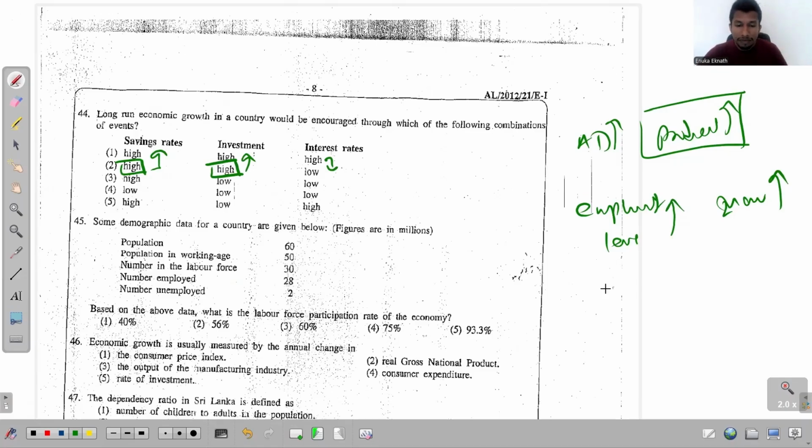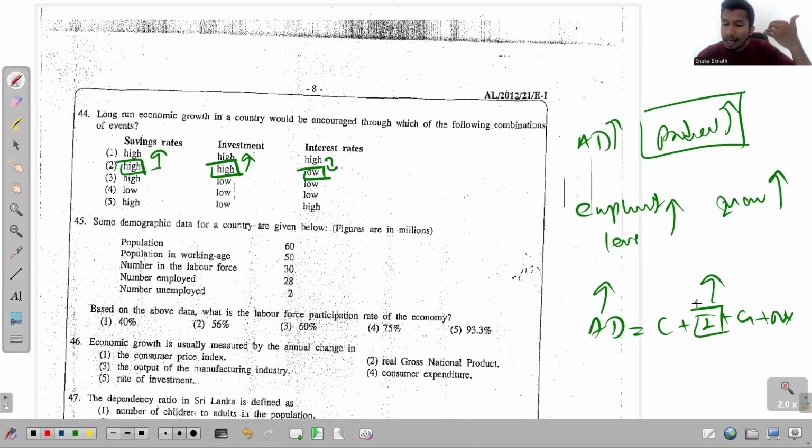Investment expenditure, if that is high, see aggregate demand equals consumption, I, G and then NX. So if investment is high, it will anyway increase the aggregate demand. And on the other side, interest rates are low. When interest rates are lower, it will further encourage investments and it will further encourage consumption.